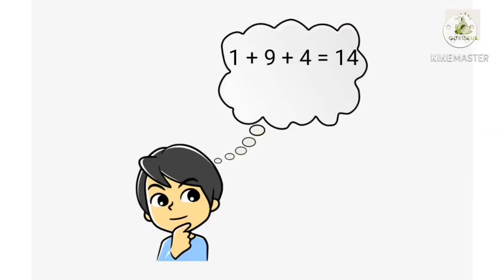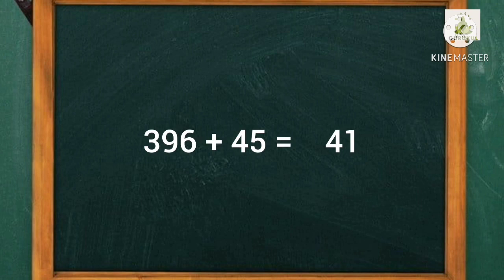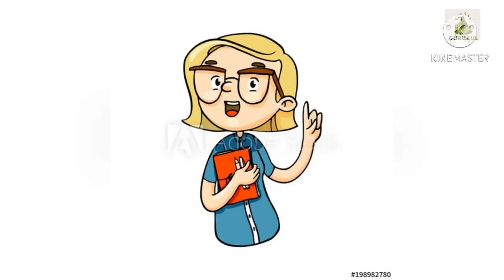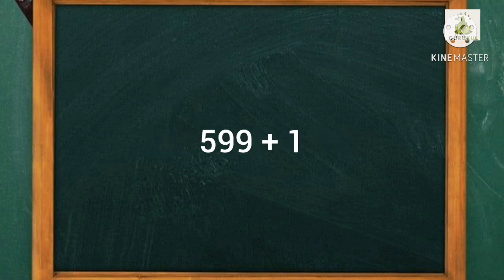So 1 plus 9 plus 4 is equal to 14. So you will carry over 1 to the hundreds place and write 4 in tens place. Now in the hundreds place, 1 that we carried over before plus 3 is equal to 4. Write it over here. So the answer is 441. Let's look at the next one.